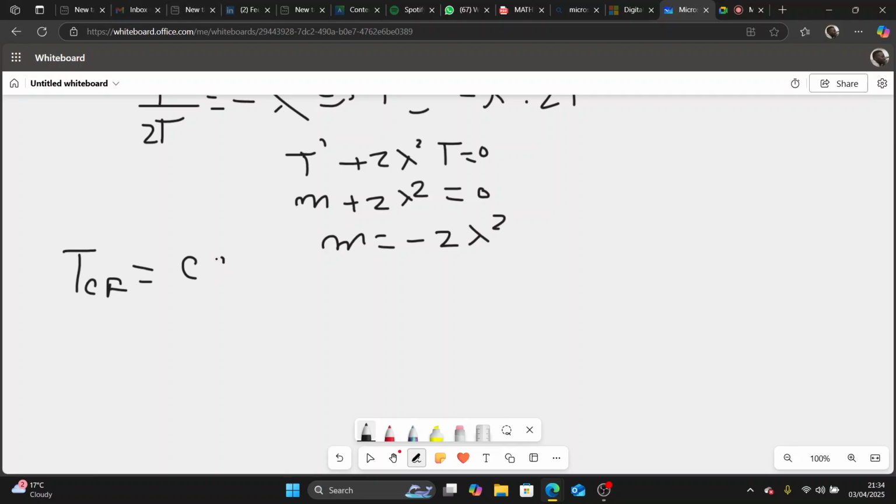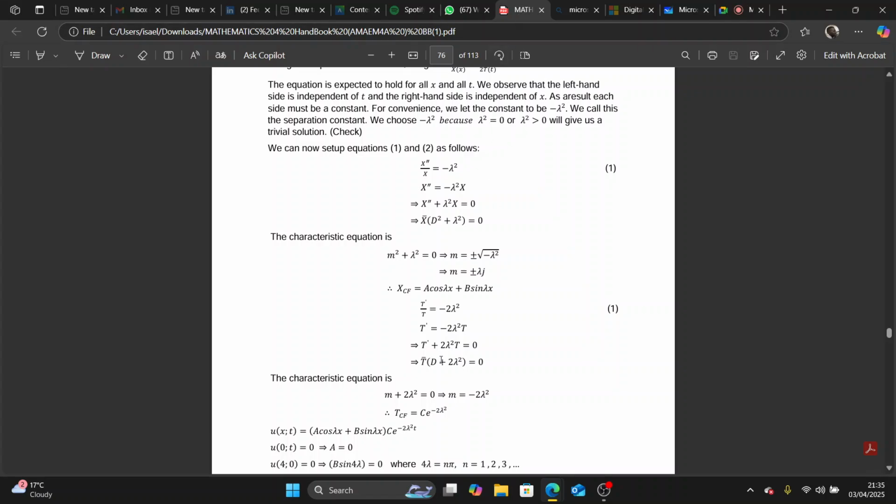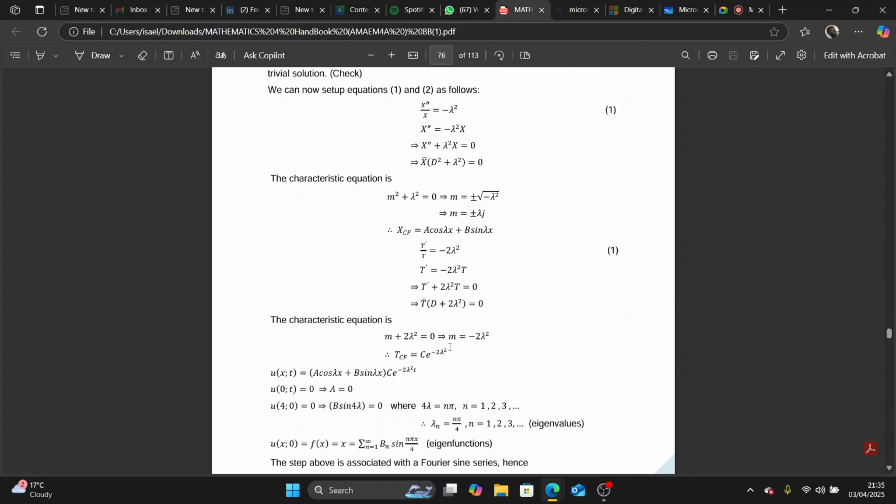So this will be C exponential minus 2 lambda. I think it has to be chi, if I'm not mistaken. No, it's simply C exponential minus 2 lambda square. Yeah, they have to be a chi. So this one is a mistake.